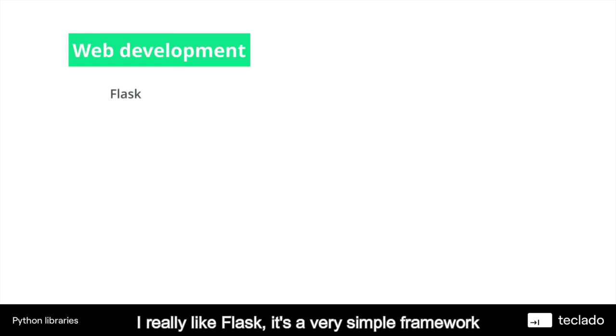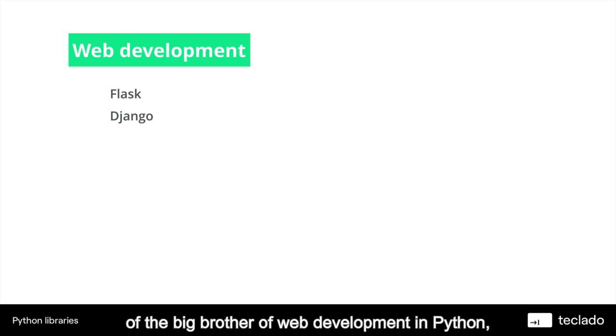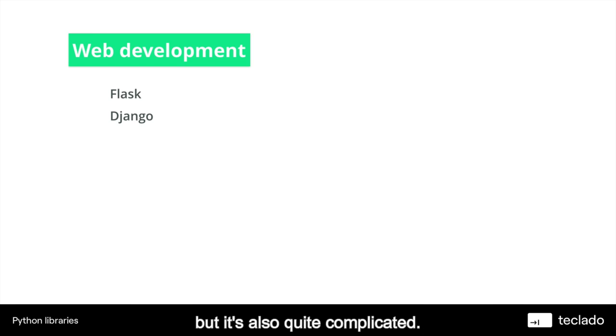For web development libraries, you've already seen Flask. I really like Flask. It's a very simple framework that nonetheless is very extensible and quite powerful. But a lot of people have heard of Django, which is the big brother of web development in Python. And Django is a really powerful web framework, but it's also quite complicated.